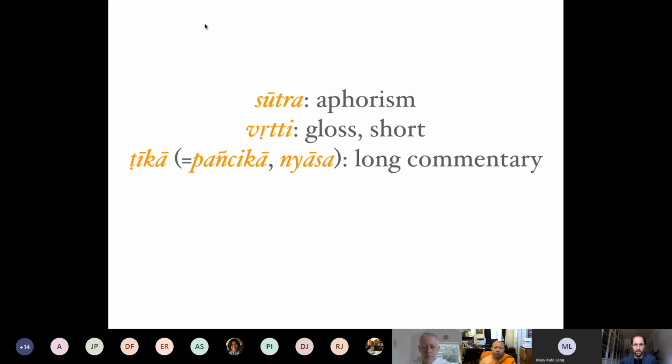So the sutra or sutta is the aphorism, the rule. The vritti is a gloss. It is very short. And after the vritti would come the tika, that in this tradition, it's not like the tikas, it's not a sub-commentary, although you could call it a sub-commentary.